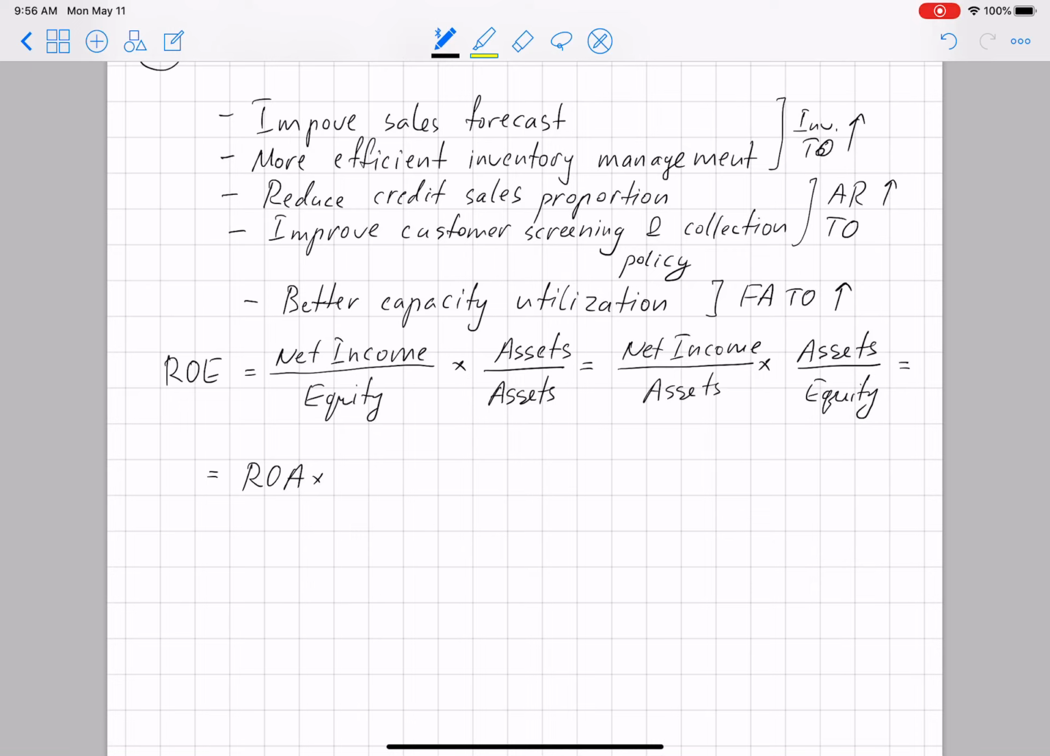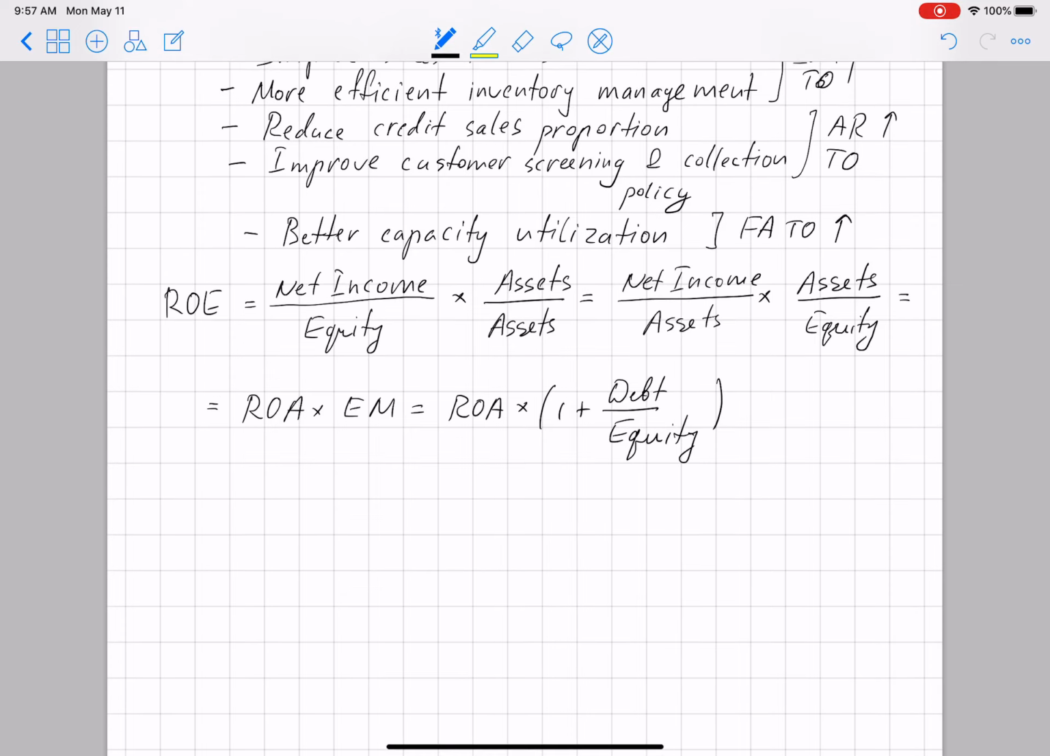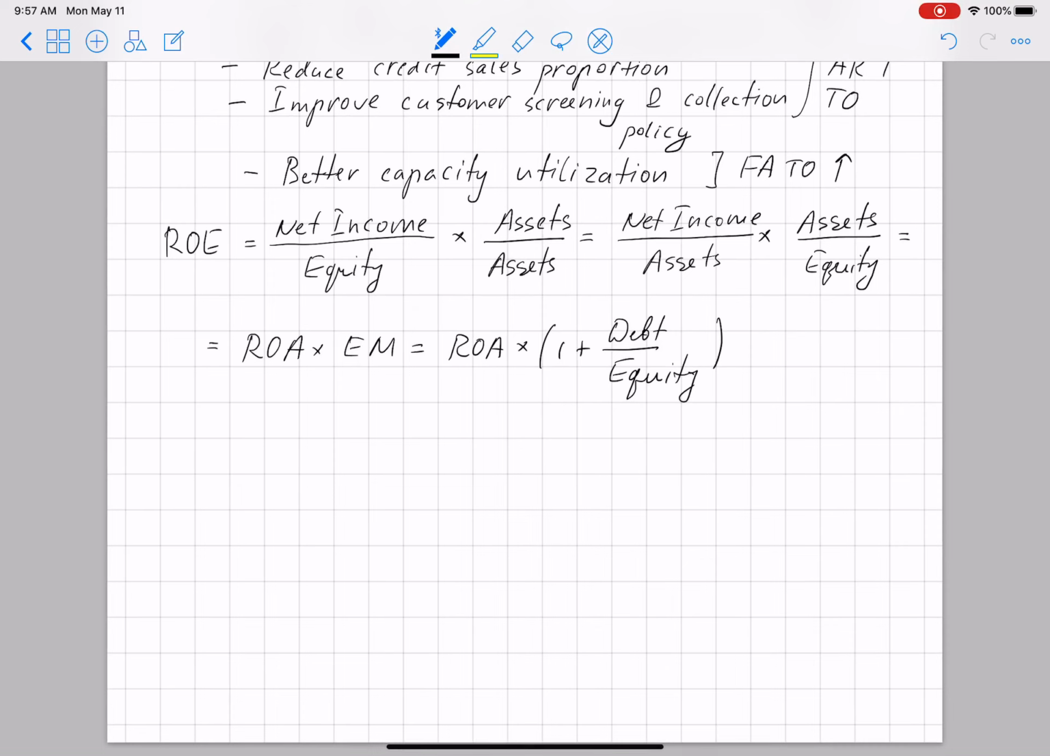So I'm going to say ROA times equity multiplier, or alternatively, I will rewrite it as ROA times 1 plus debt over equity. Okay, so now what does this kind of factorization tell us? It tells us that if you want to further boost your ROE, of course you want to improve your ROA. Okay, so I'm going to write that down as follows.